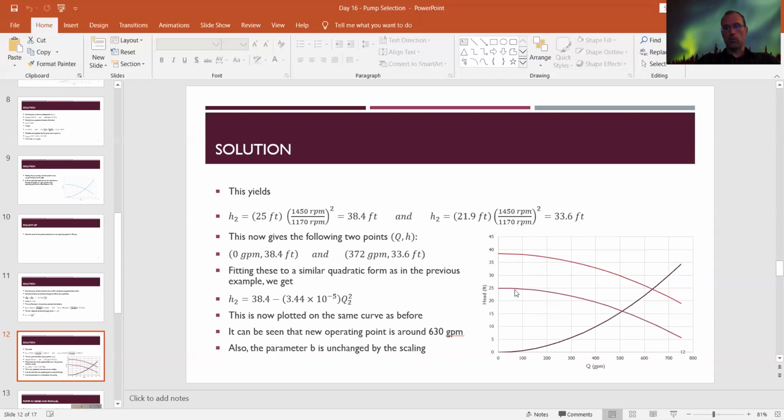Here's my old pump curve, old system curve. And then here's this new one. So this is 38.4 minus 3.44 Q squared. And so again, you see the curve has the same shape, just pushed up roughly 13 feet. And so a new operating point, this guy right over here, has a new flow rate of roughly 630 gallons per minute, new head loss just under 25 feet. And so that is my new operating point when I increase the rotational speed of the pump.